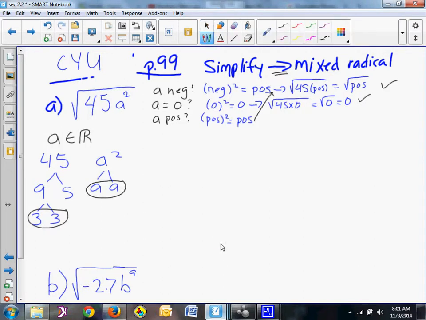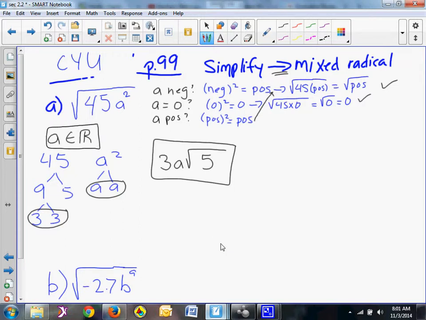Everything that I've circled goes on the outside of the radical. When I circle a group, we represent that on the outside with one of those. So we're going to have 3 and a on the outside. On the inside, I put whatever I haven't circled. The only thing I haven't circled is 5. So my answer is 3a times radical 5, where a can belong to the real numbers.